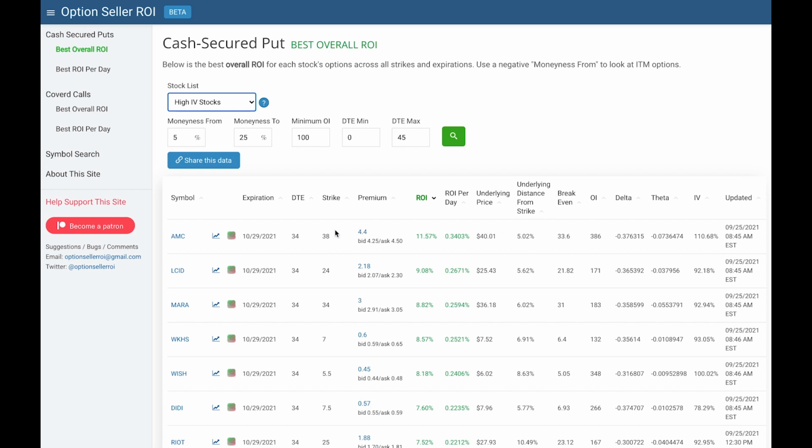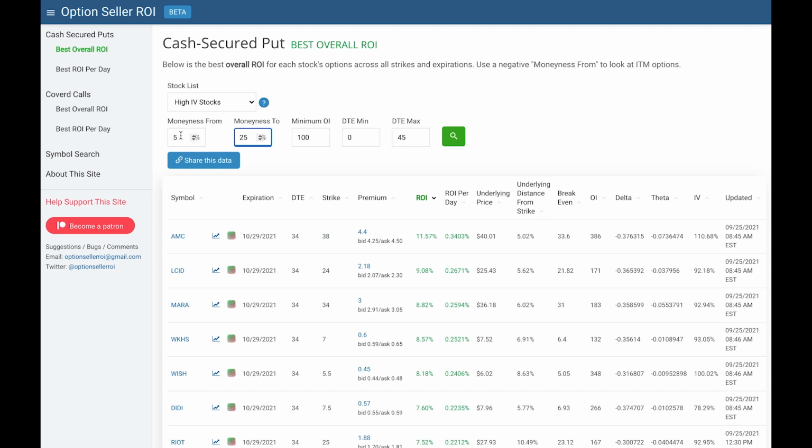And the strike price that's being listed here is a $38 strike price. So $38 strike, $40.01 share price. You can see that that strike is 5.02% distance from the underlying share price. And so that's what this 5% would be. If we up this to 6%, this particular line would actually disappear because it's no longer in that range that you're selecting. And so we can make this range whatever we want to.